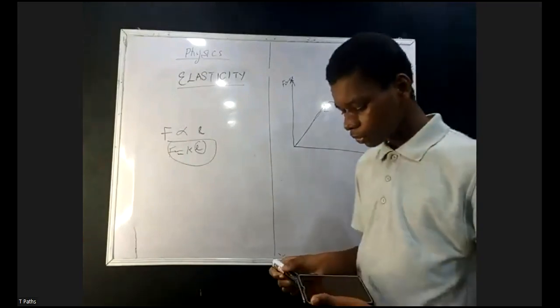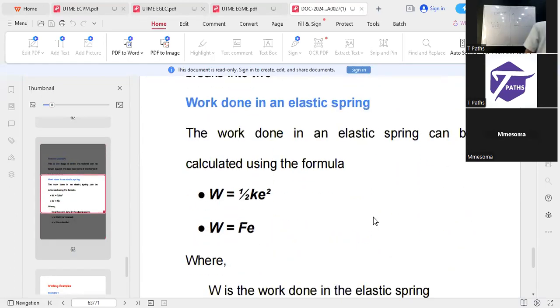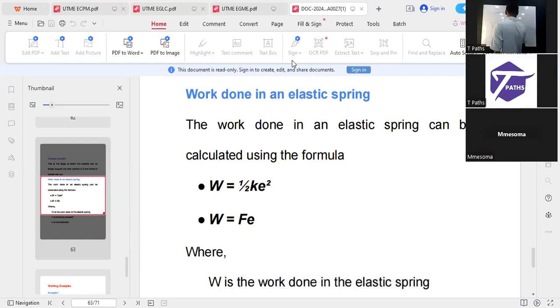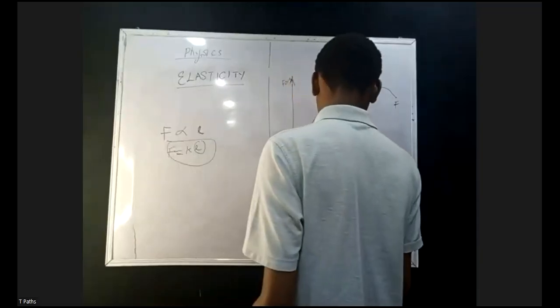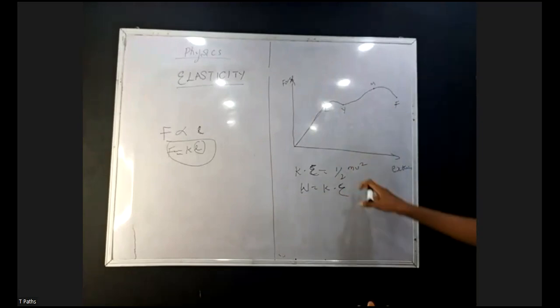So now I'll be moving to work done in an elastic spring. The work done in an elastic spring can be calculated. Don't forget, work done is equal to energy, so I can simply say work done is equal to kinetic energy. What I want to do is find the energy of this.